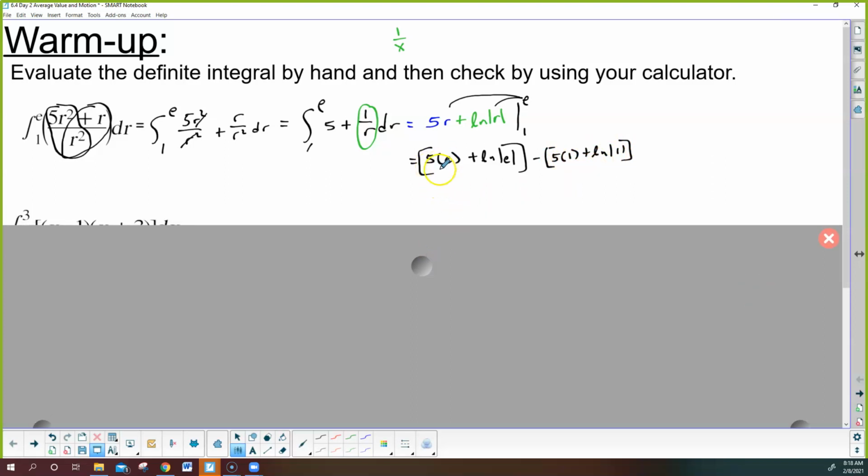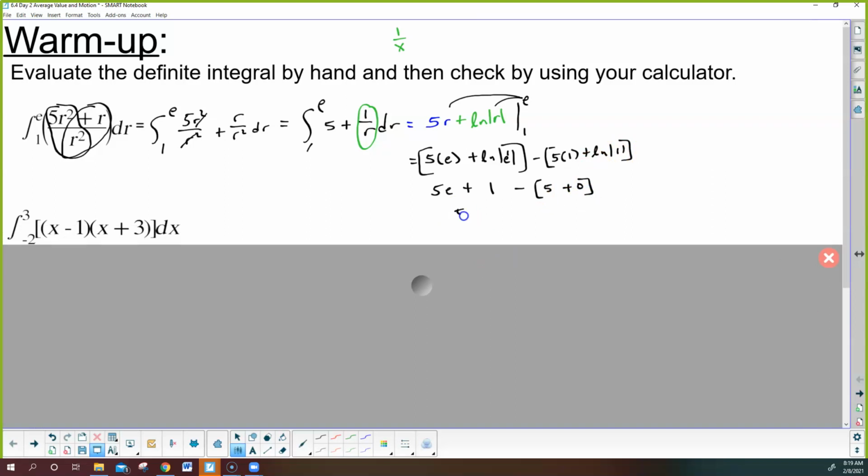All right, so then we're just going to simplify 5 times e plus the natural log of e. Technically, the ln and the e reduce out, and we're left with this exponent of 1. And then this is minus 5 plus the natural log of 1, which is 0. So then I end up with 5e plus 1 minus 5, or 5e minus 4.